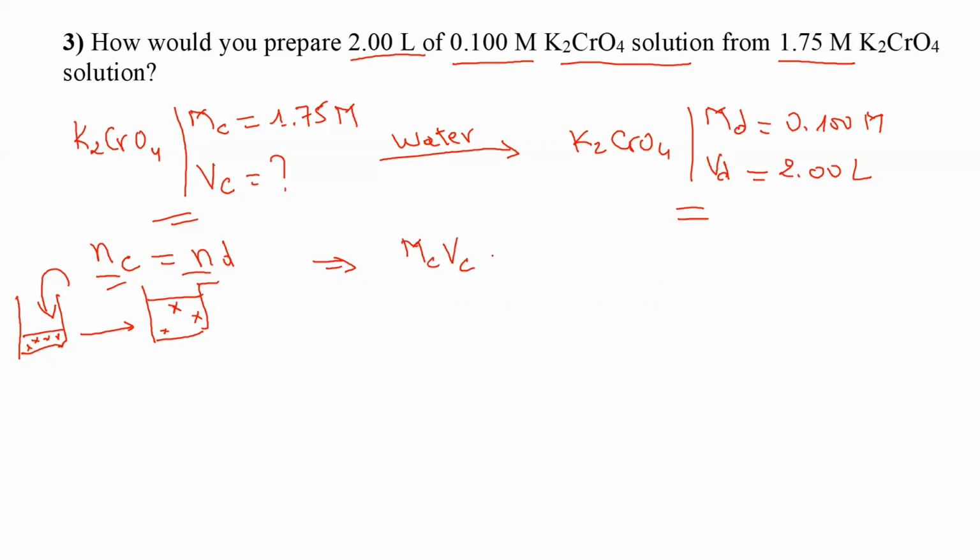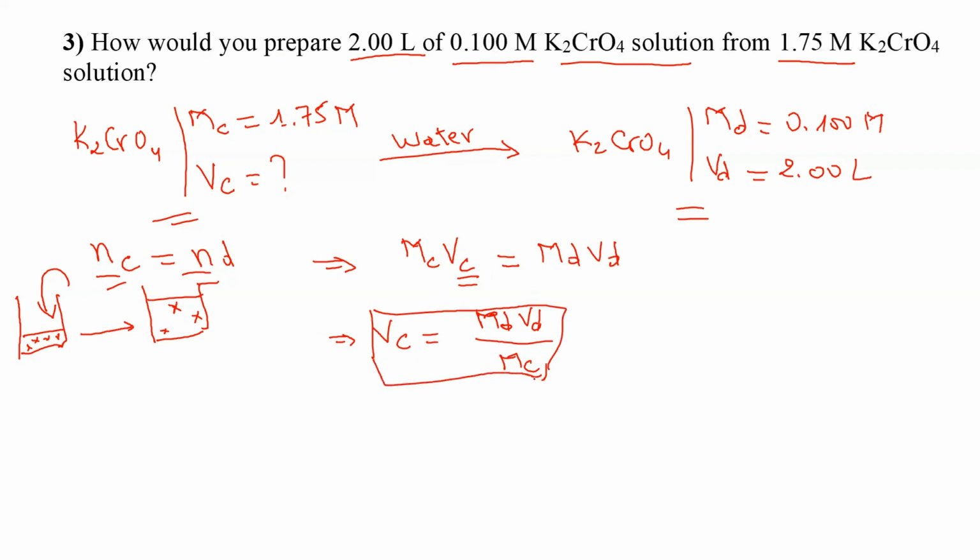VC, okay? And what is the number of moles in the diluted solution? MD, VD. What is unknown here is VC. So let's get VC from this equation: MD VD divided by M concentrated, okay? We can get the numerical value of the volume.